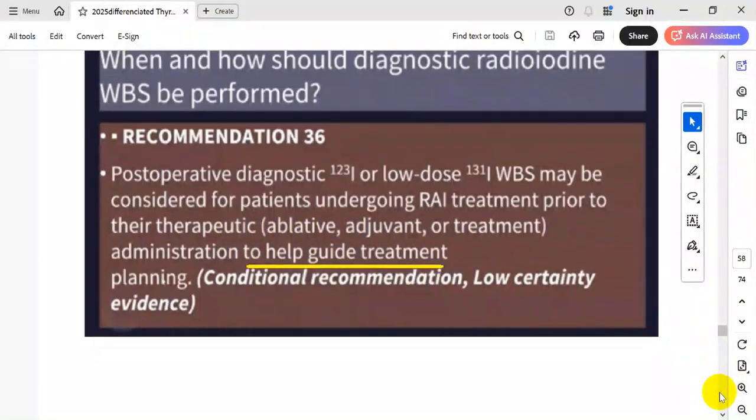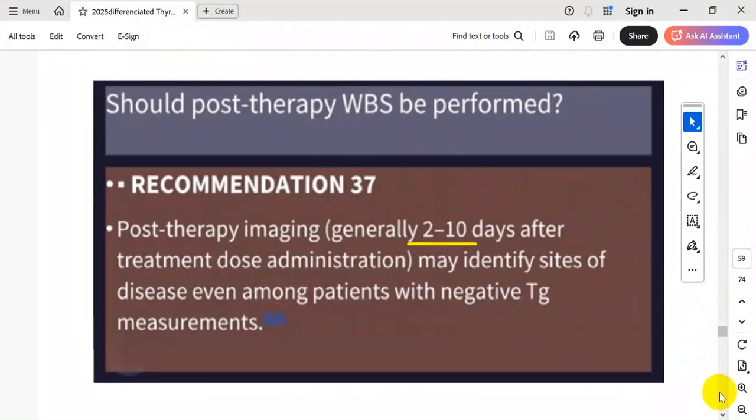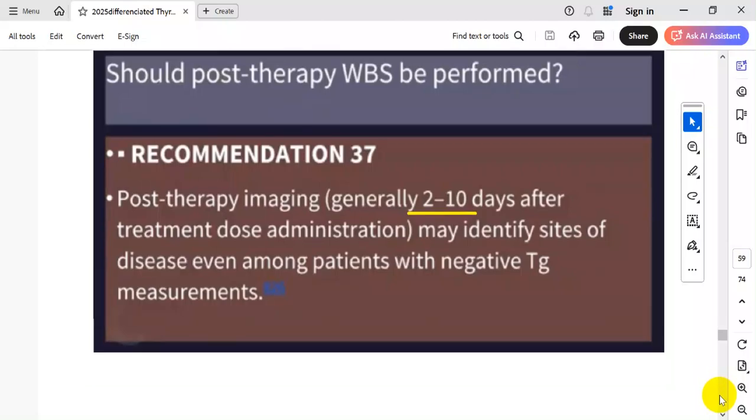Post-therapy imaging, generally up to 10 days after treatment dose administration, may identify sites of disease even among patients with negative thyroglobulin measurements. That's why post-therapy scanning should be performed.